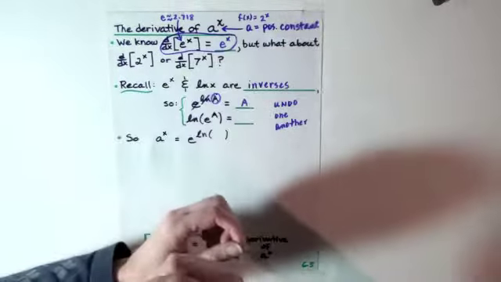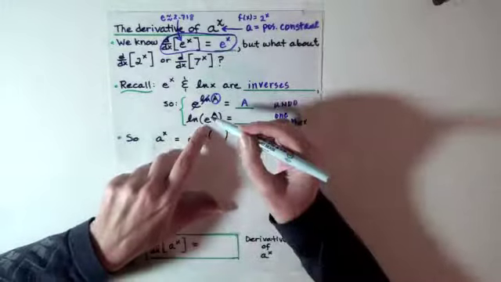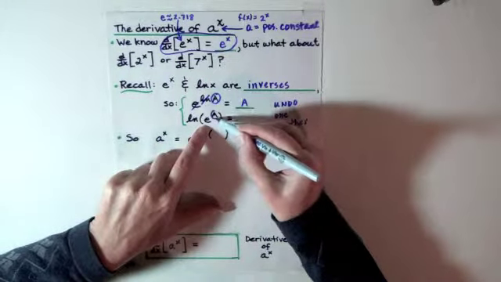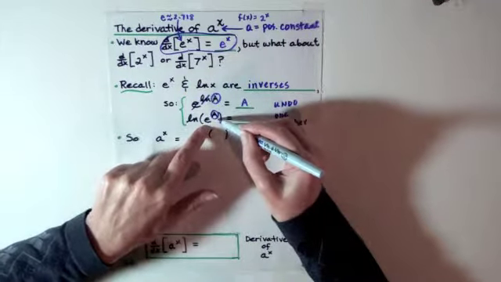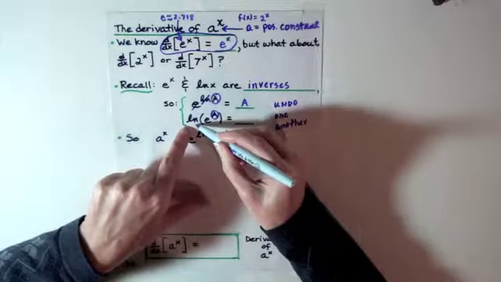Same thing if I compose e to the x and ln of x in the other order. If I start out with any expression a, I plug it into the e to the x function and get some output e to the a, and I take that output and make it my input into ln.